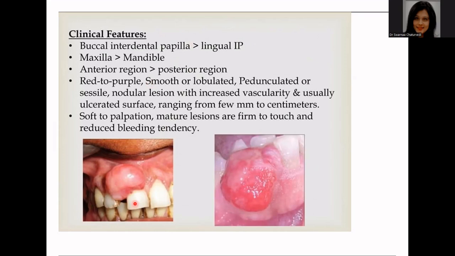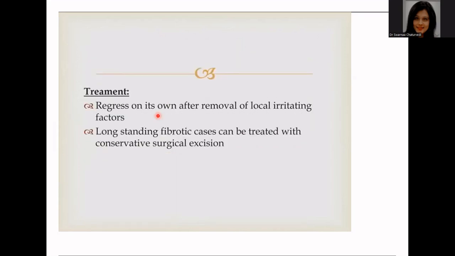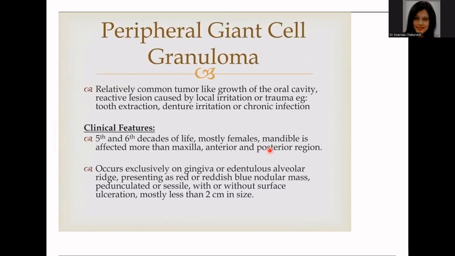And how is the appearance? It could be red to purple, smooth like this, or maybe lobulated, pedunculated or sessile, a nodular lesion with increased vascularity and usually an ulcerated surface, ranging from a few millimeters to centimeters. It is soft to palpation, and mature lesions are firm to touch with reduced bleeding tendency. In the treatment, the moment we remove the local irritating factor, they regress on their own, while some long-standing fibrous cases can be treated with conservative surgical excision.